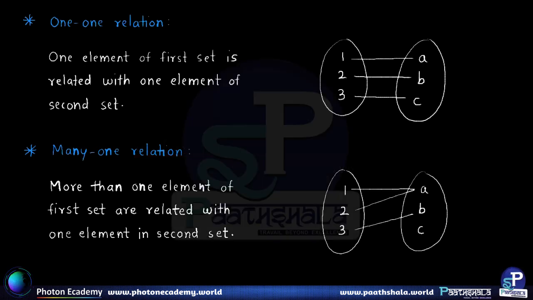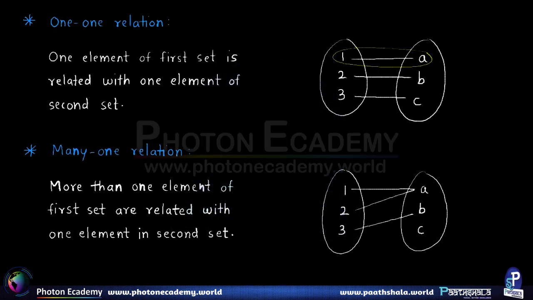So here we have the type called as 1-1 relation. Now here one element of first set is related with one element of the second set. So as it literally means that it is 1-to-1 relationship, that is one element from first set and one element of second set. That is called as the 1-1 relation.